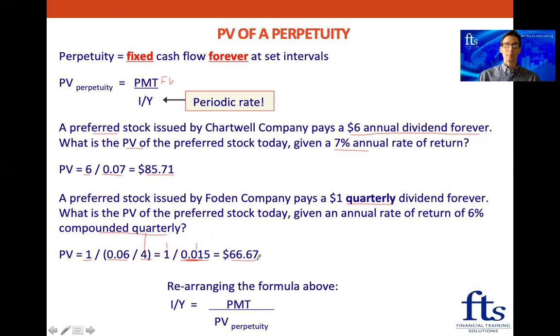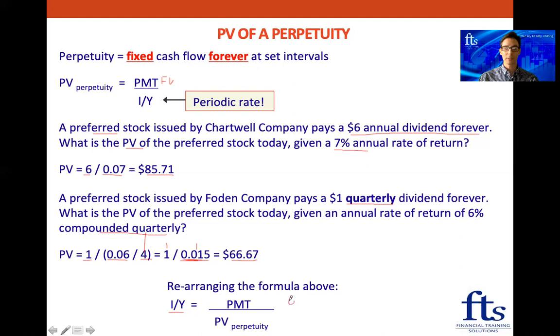Good. So now what we can also do is rearrange the formula to work out the interest rate per compounding period. All we need to do is take the payment and divide it by the present value of the perpetuity. So let's just do it for Chartwell over here. So their payment was $6.